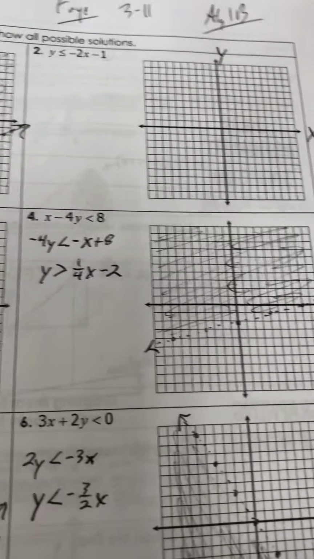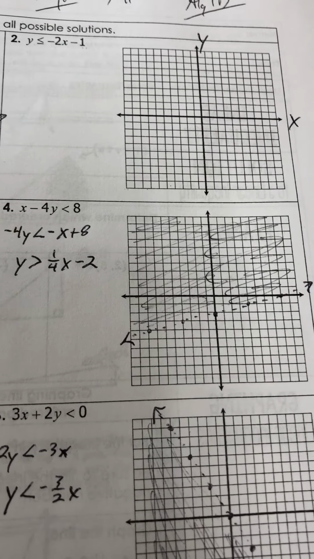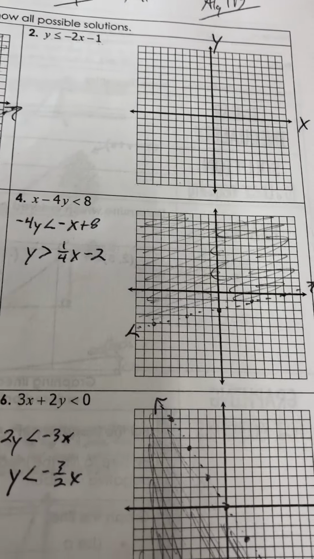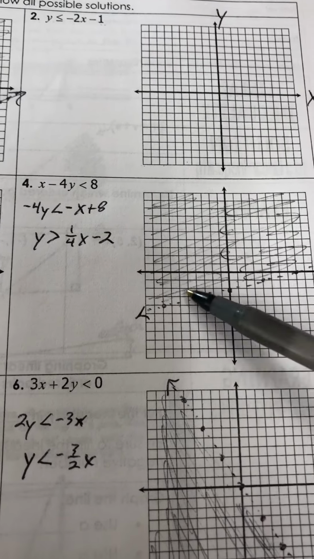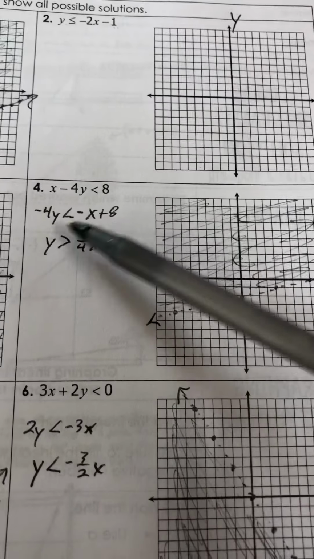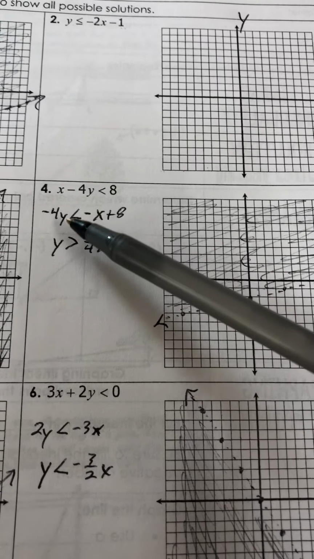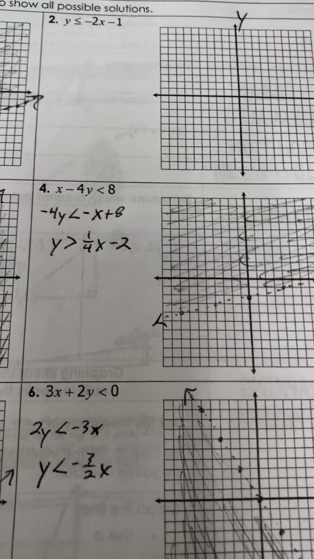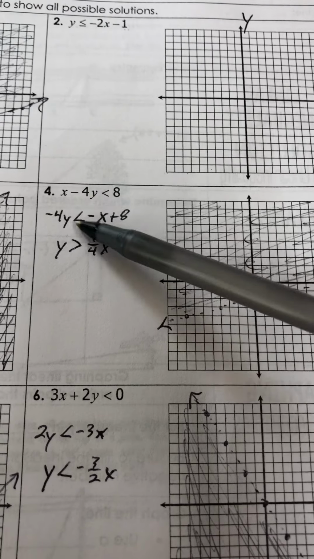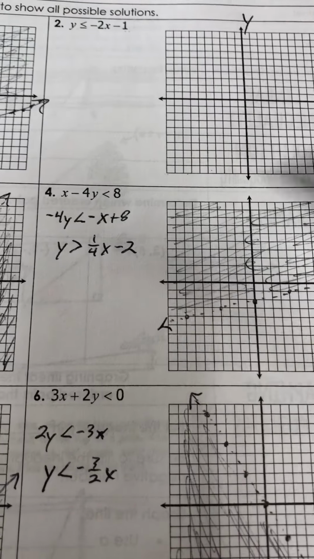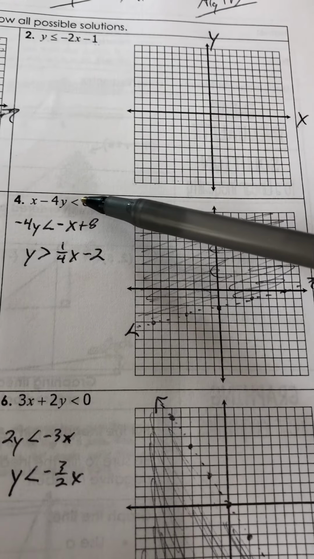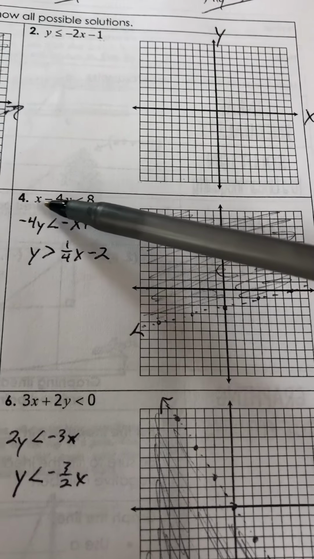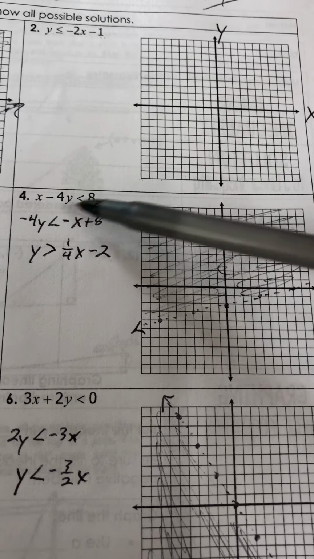I did number 4 also, just because it looked like a lot of you in class were distracted, and I think we need to see this. So I'm going to walk you through number 4 also. I want to get my y by itself first. I want to get it into slope-intercept form. So I am going to subtract x from both sides.